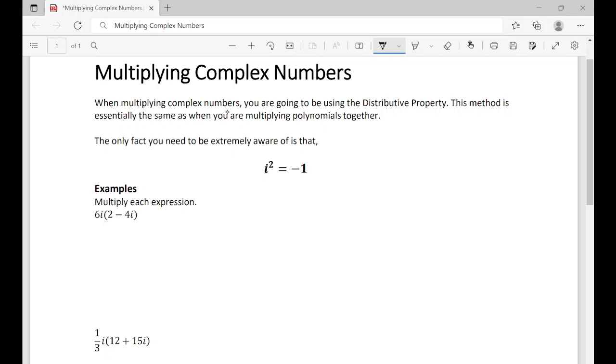When multiplying complex numbers, you are going to be using the distributive property. This method is essentially the same as when you are multiplying polynomials together. The only fact you need to be extremely aware of is that i squared equals -1, because you're going to be using this fact. So if you don't know this, you're going to get the answer wrong.